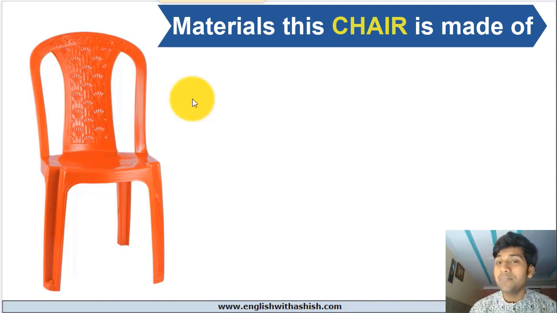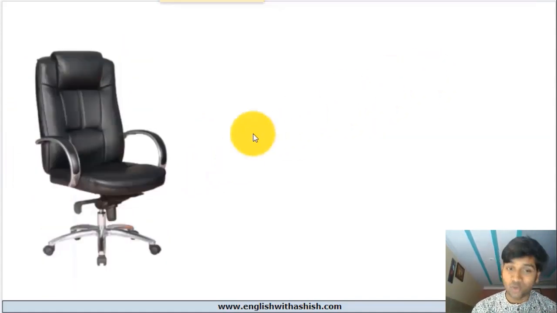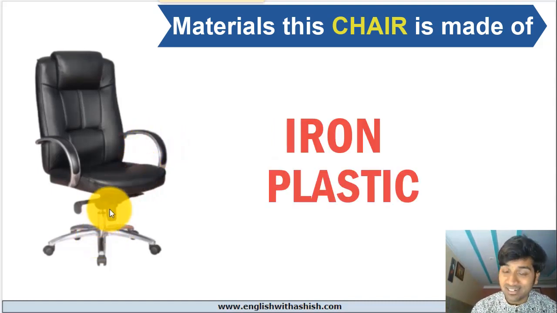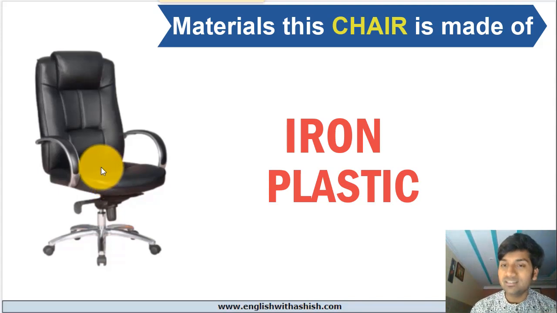Okay, look at this image. This is a chair. What is this chair made of? Plastic. Name of the material this item is made of. Plastic. Material noun. Now look at this image. This is also a chair, but a different type of a chair. Now what is this chair made of? Iron, plastic, some fabric. We don't know. All the names of materials that are used to make this product. Material noun. Iron, material noun. Plastic, material noun. Right? Iron, plastic, these materials are used to make this.